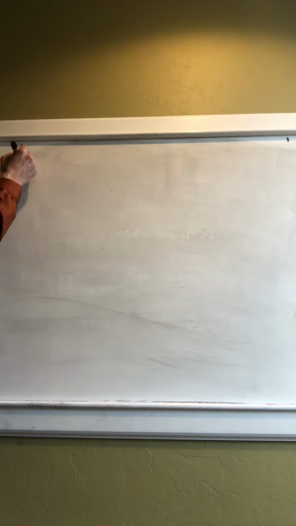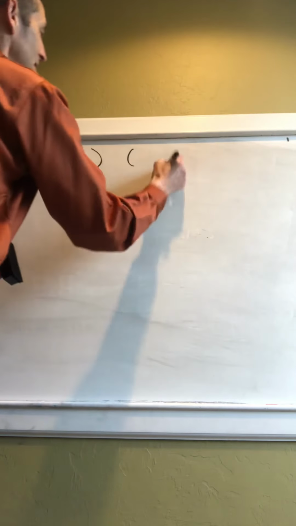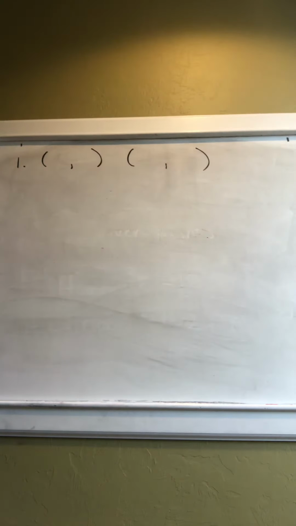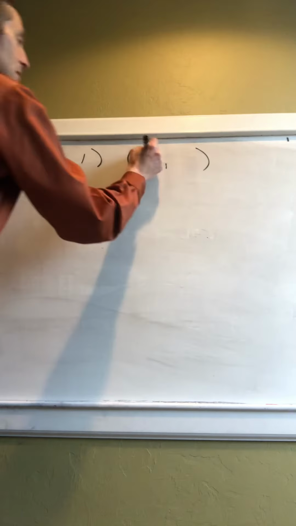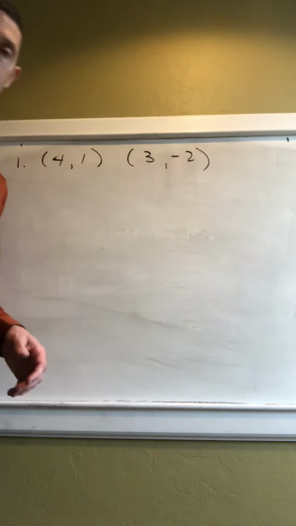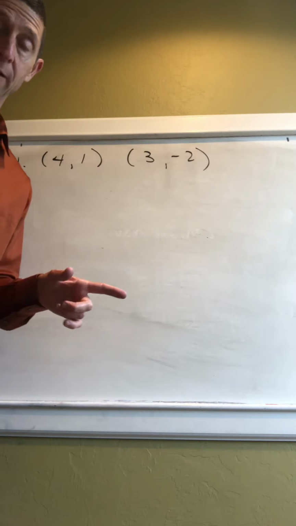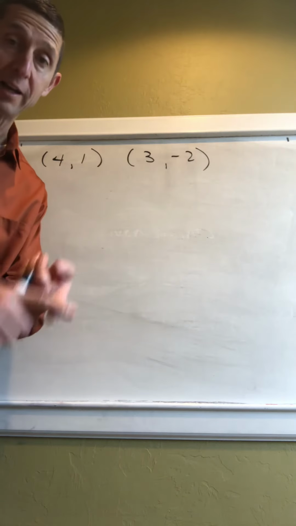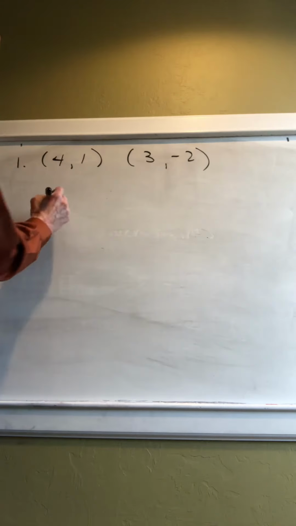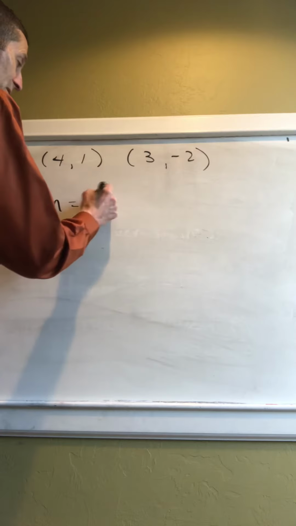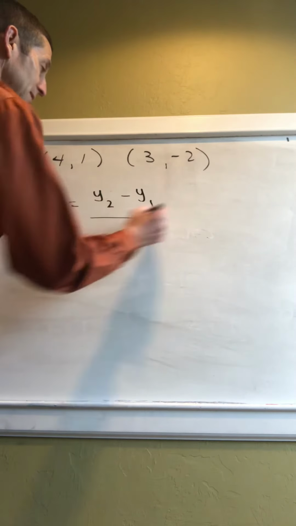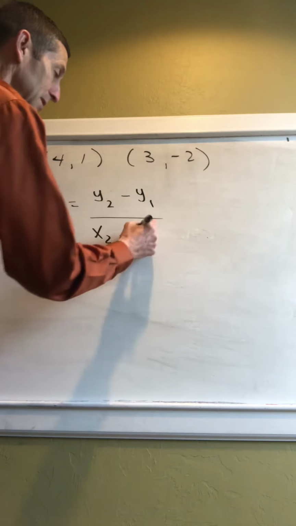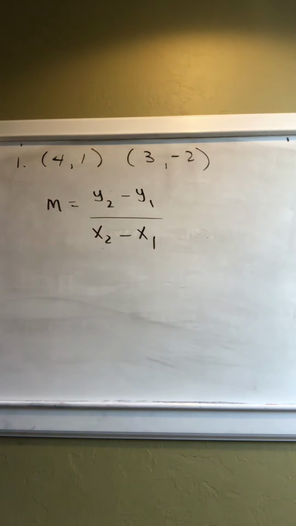So on these examples, you're not given the slope. You're going to have to find the slope. 4, 1, 3, -2. So you will be given 2 points to work with, and the first thing you do is find slope. Well, you have a slope formula. Slope is equal to y2 minus y1, and then across the bottom are your x's, x2 minus x1.